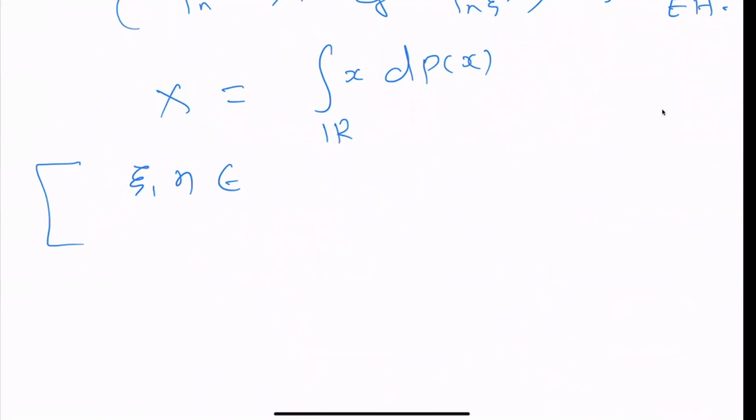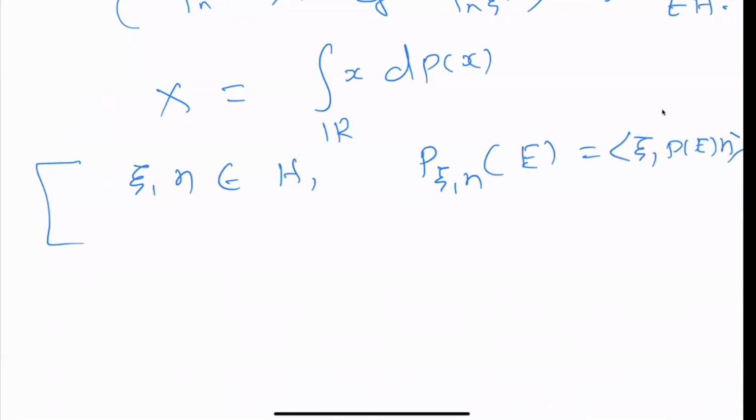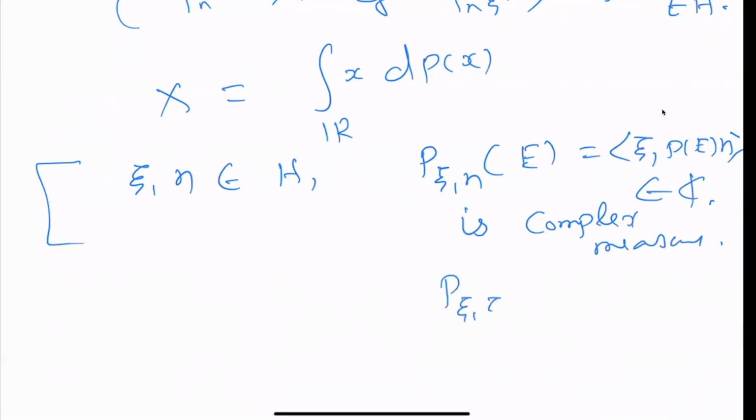When you have xi and eta, two vectors in H, you can define P xi,eta of E to be the inner product of xi with P of E eta. So P xi,eta of E is a complex number. So this is a complex measure. And if xi equals eta, this will be a positive measure, the usual positive measure. In fact, it's a probability measure because P of the whole space is 1.